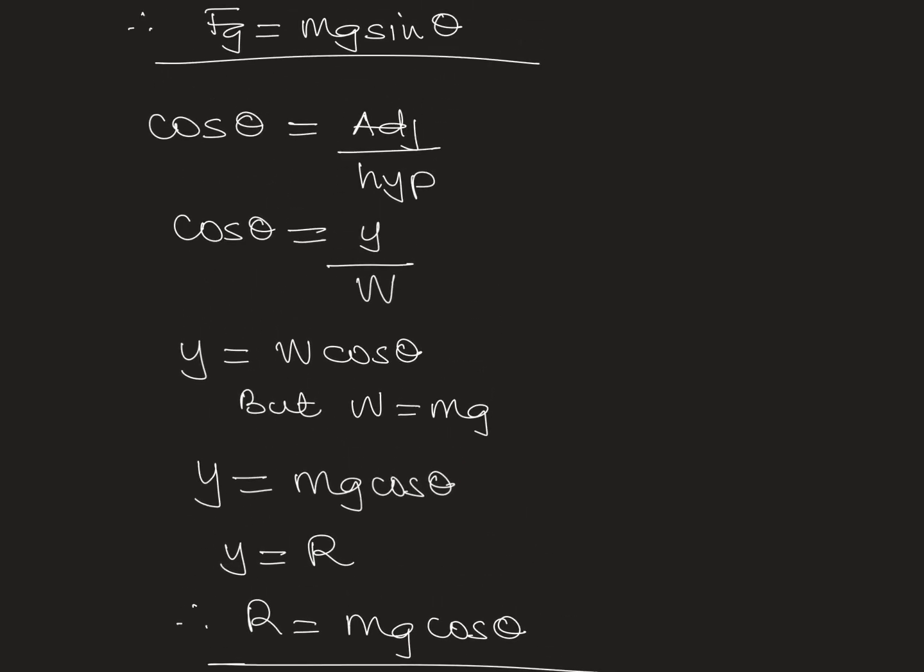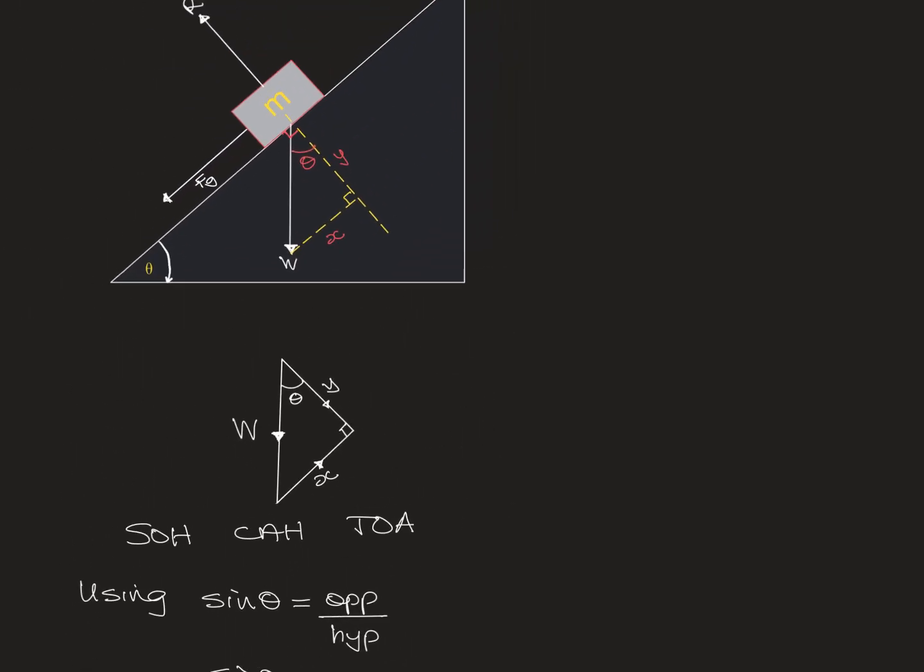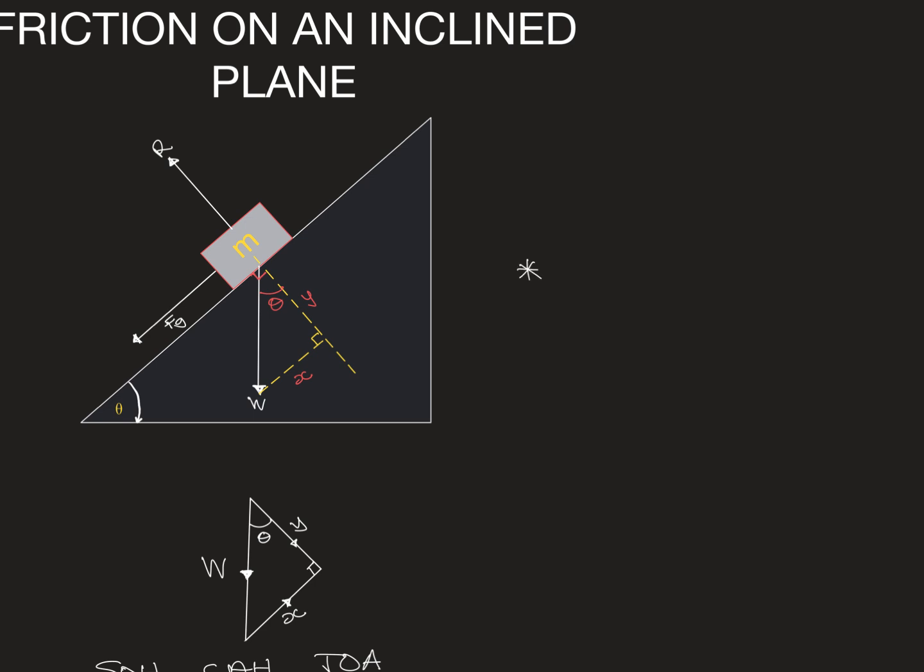Now, why is this important? Why do I have to know that Fg, that is the force that tends to bring the object down the plane, is equal to mg sine theta? And why do I have to know that the normal reaction R is equal to mg cos theta? The reason is you will be asked, okay? They can question you on this. They can ask you to find the force that brings the object down the plane. They can ask you the normal reaction. So you should know that the force that brings the object down the plane is mg sine theta. The normal reaction is mg cos theta.